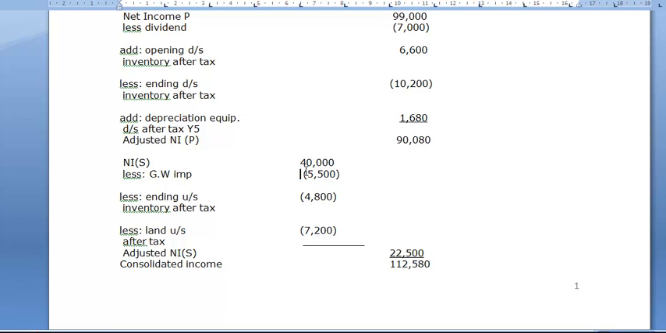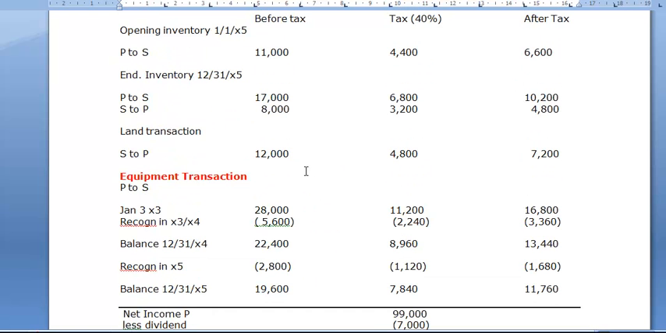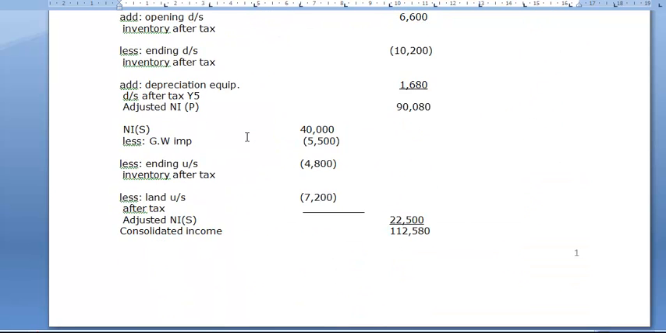And don't forget, during the current year, there was an intercompany sale from the sub to the parent for inventory, right? Of which $8,000 in the ending inventory of the parent contained profit, that $8,000 was profit, after tax $4,800. So therefore, that $4,800 has to be removed on an after-tax basis from the sub's income this year, which we've done.